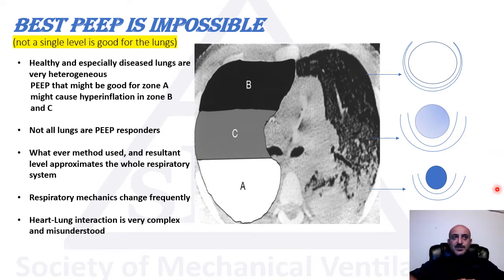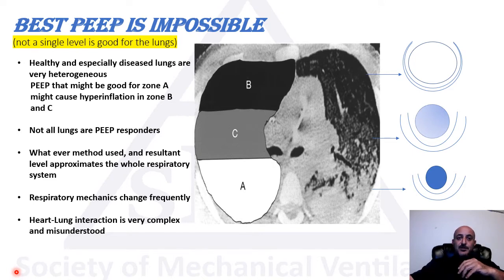One of the other problems is that not all of our lungs, especially in ARDS, are PEEP responders. Some are and some are not. And whatever method we're using, calculating respiratory mechanics or applying PEEP, it basically approximates all the lung zones. So in reality, if you want to do a good PEEP, you might need an endotracheal tube and airway in each lung zone or in each lobe, and we'd set different PEEPs, but you're probably going to need at least 6 ventilators, which is impossible.